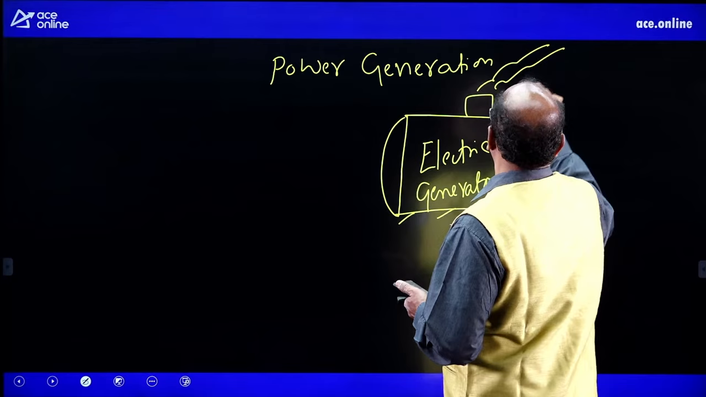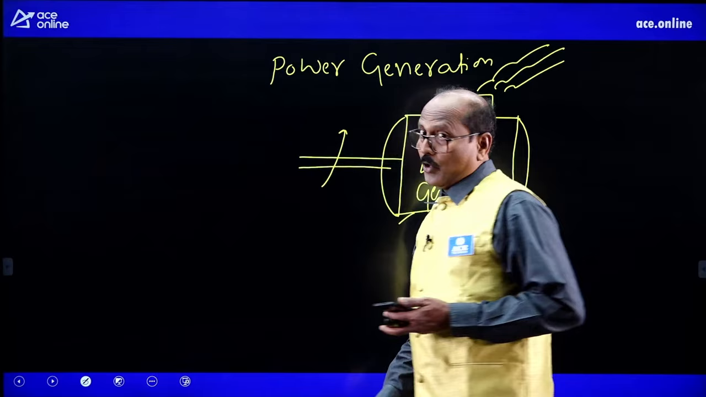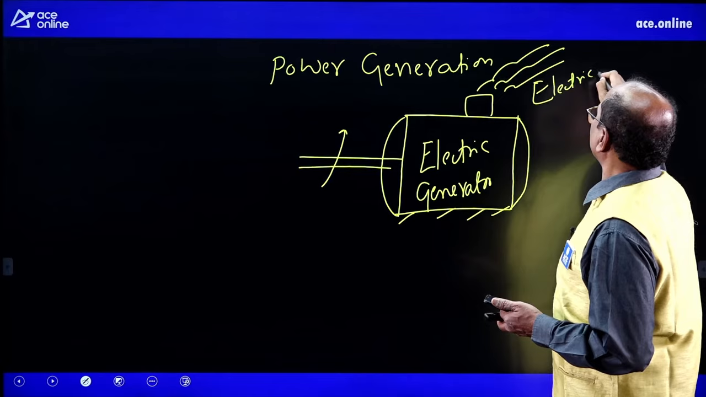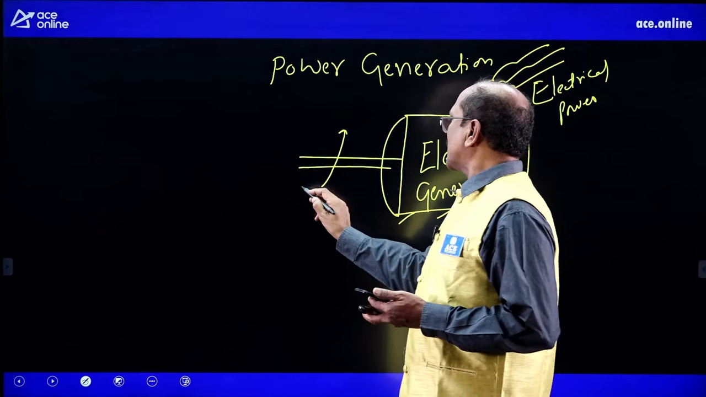Three phase. So we need to produce electricity. This is called alternating current, electrical power. To produce electrical power, a shaft power is required. This is called shaft power, okay?